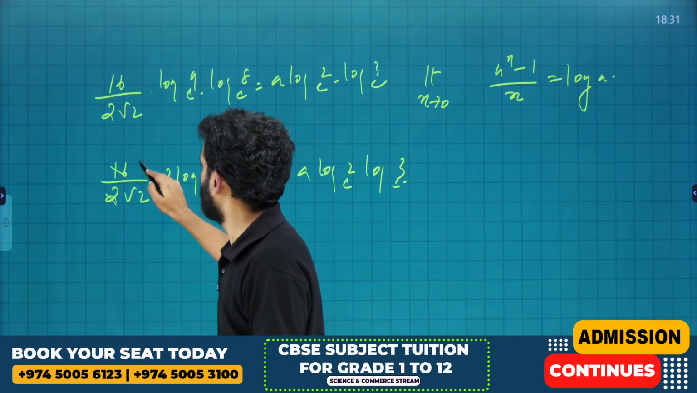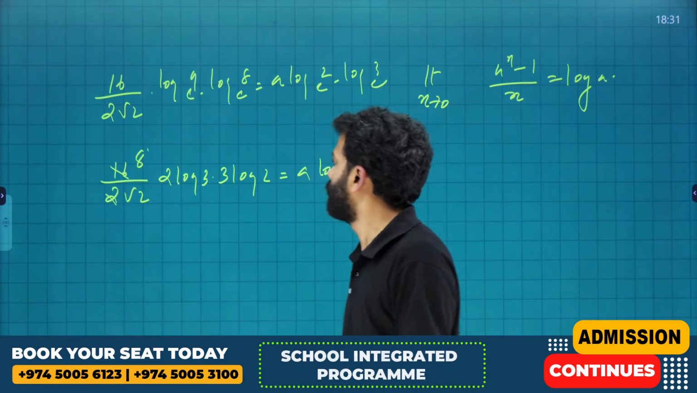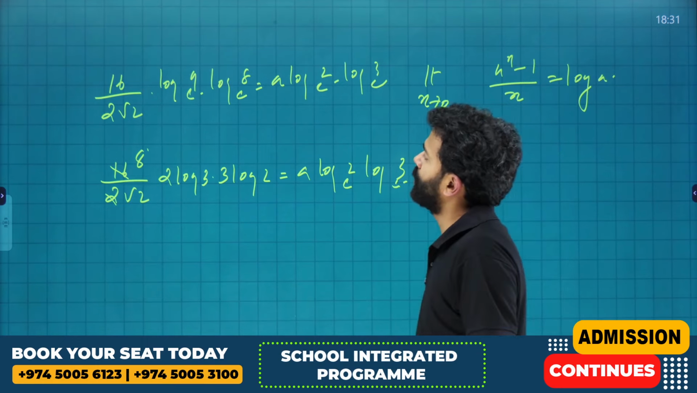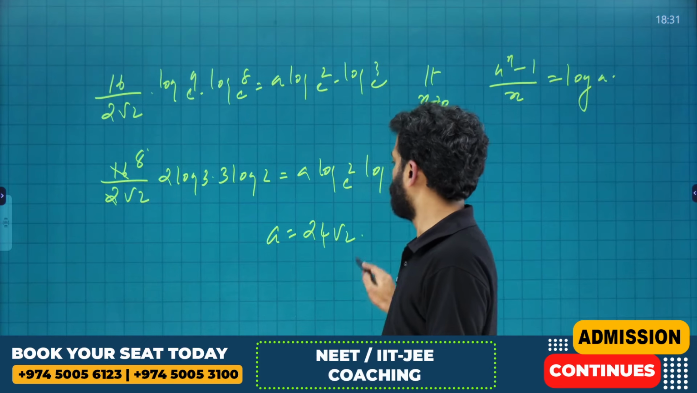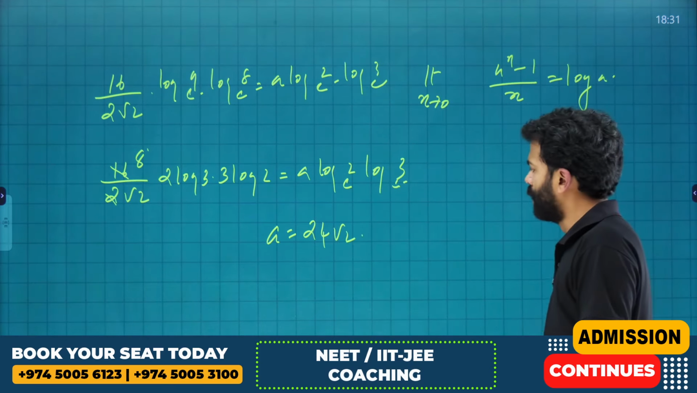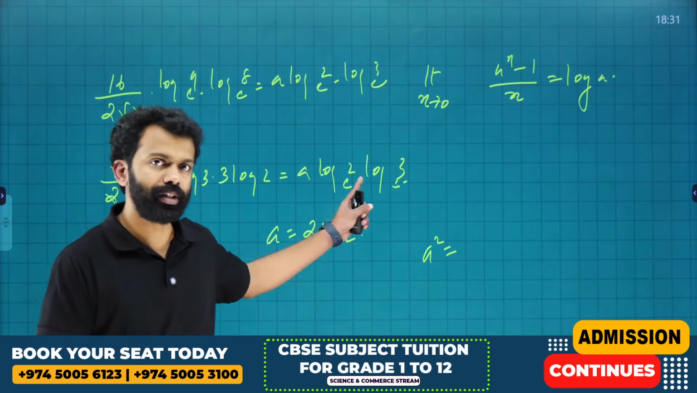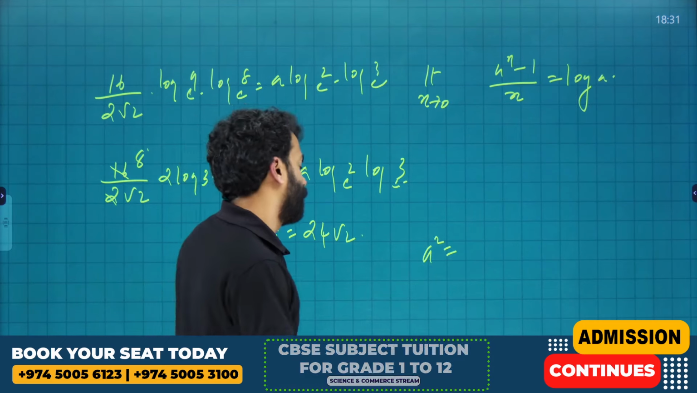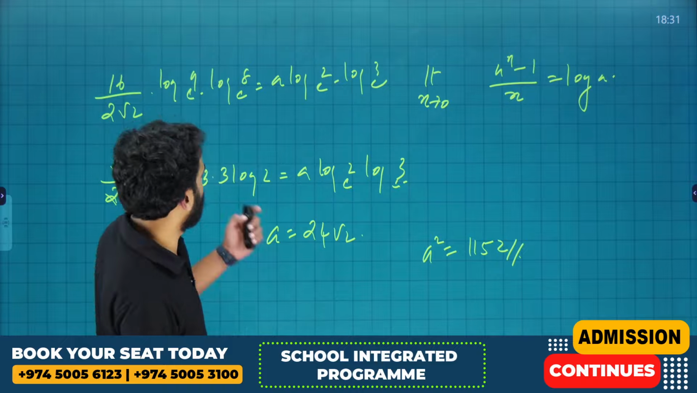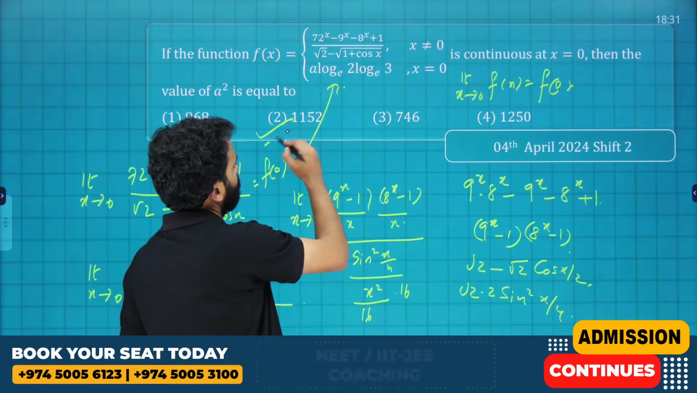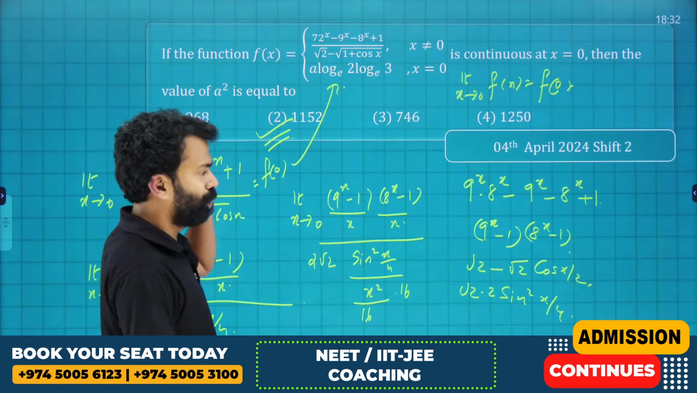Okay, this got cancelled, 16 by 2 root 2 becomes 8 by root 2, becomes 4 root 2. That is 4 root 2 into 2 is what? 8 root 2, and 8 root 2 into 3 is what? 24 root 2. If you compare LHS and RHS, you will get a is equal to what? 24 root 2. But I think you need to find the value of a square, right? And what will be a square? A square will be 24 square into root 2 square, that is 24 square is 576 into 2 is what? 1152. So the final answer is 1152, option 2. Okay, and that's all. We can move to the next one.